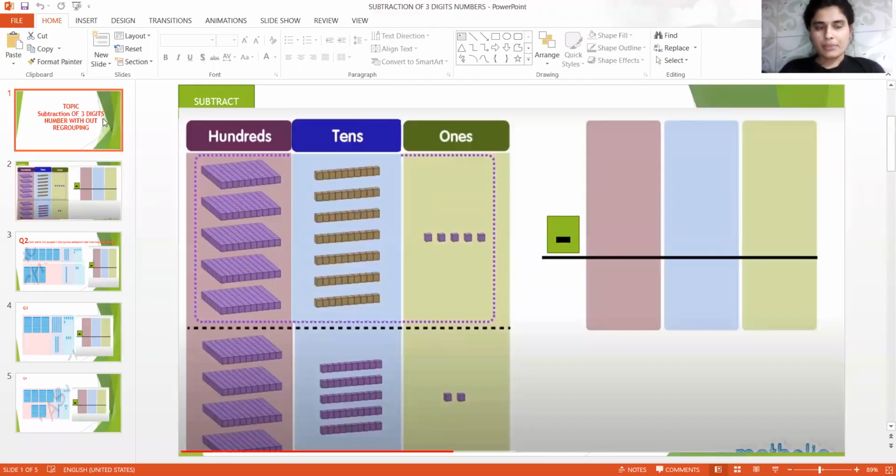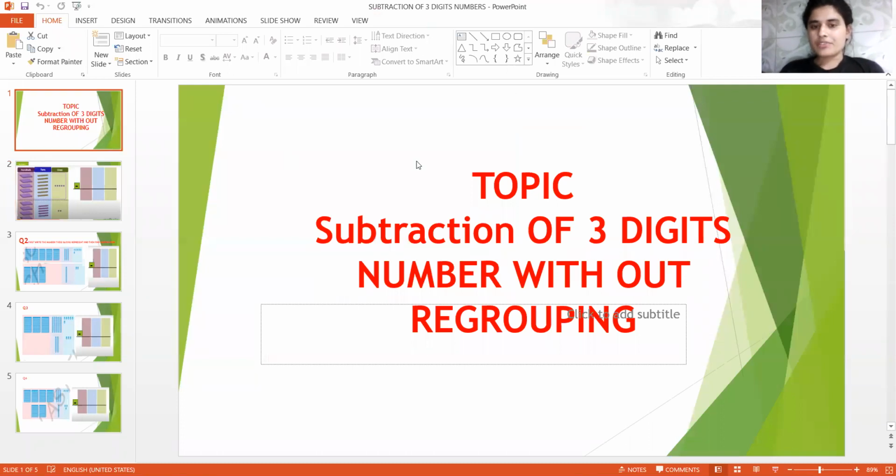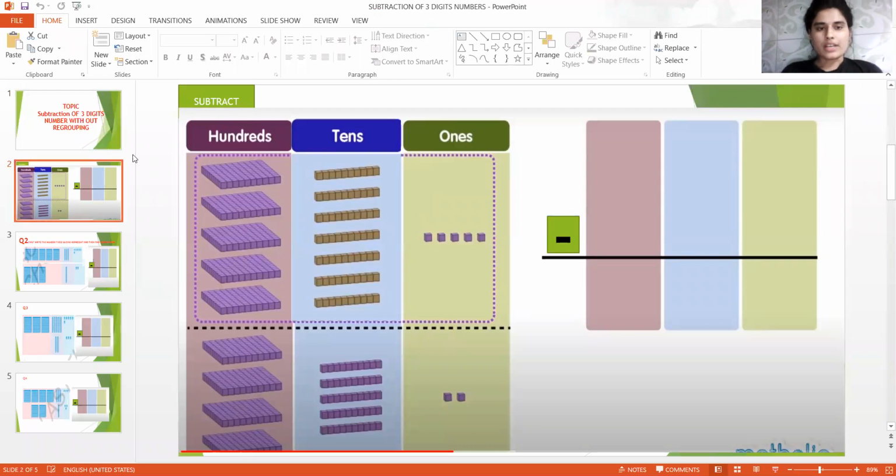In the previous class, we studied three-digit numbers and how we can add three-digit numbers without regrouping. So, in today's class, we will study the subtraction of three-digit numbers without regrouping, how we can subtract three-digit numbers. Okay, shall we start? We move to our slide.